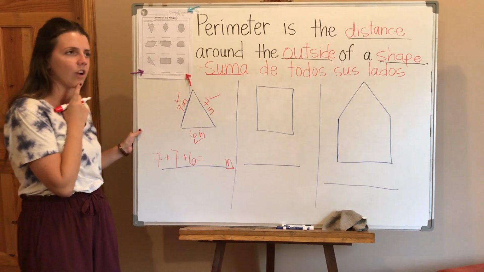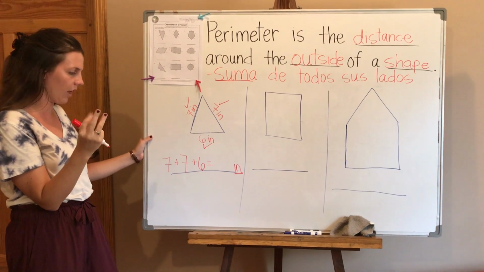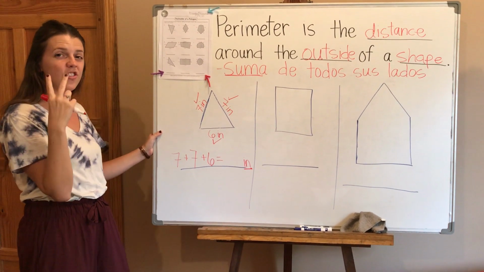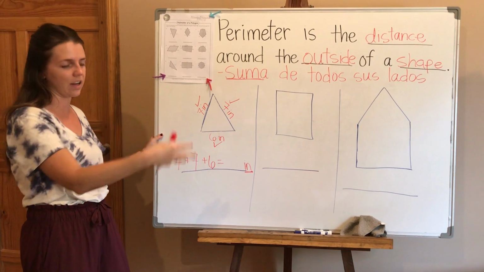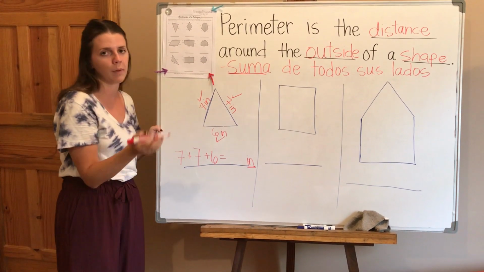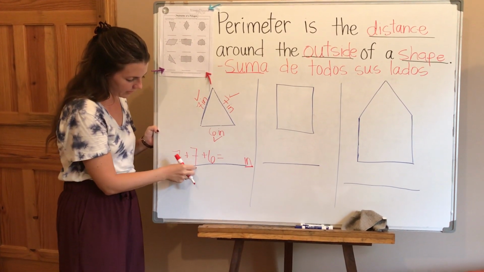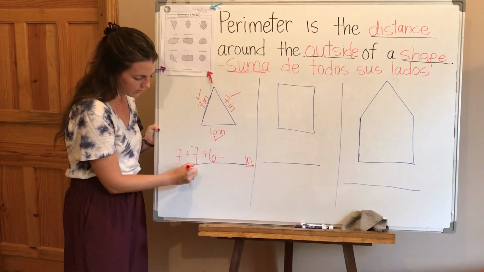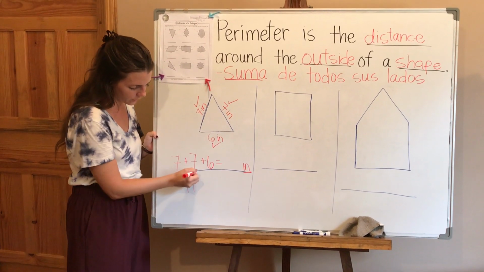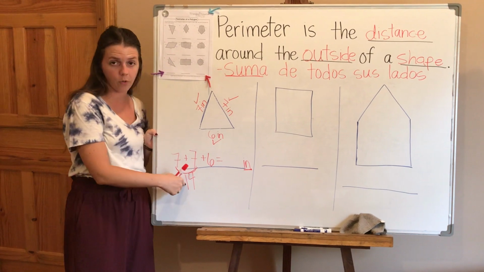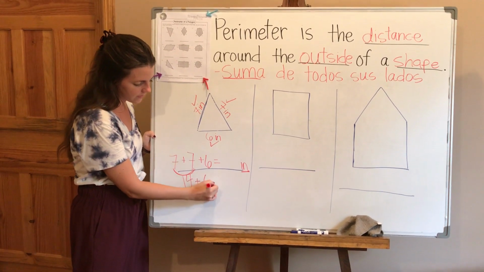Okay, let's think about a strategy when we're adding 3 numbers together. A good strategy is to add 2 of the numbers and then the next number. So I know, because I know my doubles facts, that 7 plus 7 is equal to 14. Okay, so I added these 2 together and I got 14, and now I'm going to add 6.